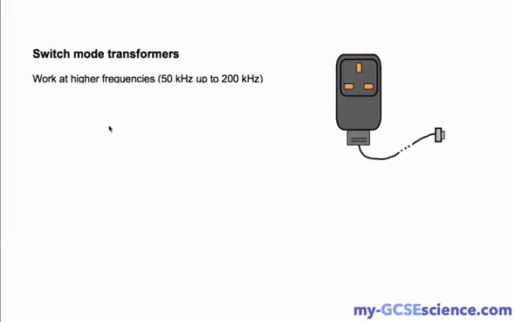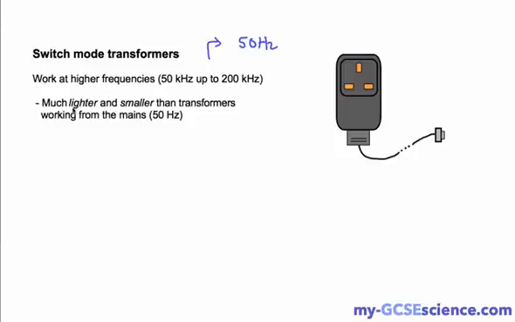A couple of pointers for this: one, it works at higher frequencies, which are 50 kilohertz up to 200 kilohertz. The regular transformers that we talk about usually operate at around 50 hertz. That means they can be much lighter and smaller than transformers working from the mains, and these are our regular 50 hertz transformers that we've been talking about.